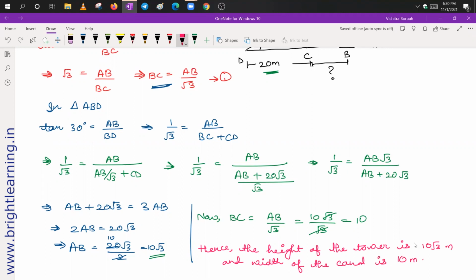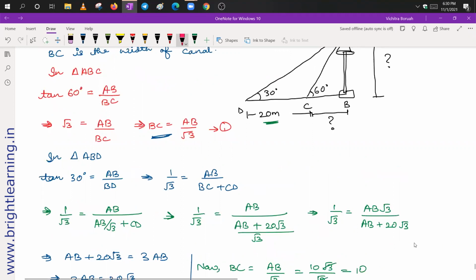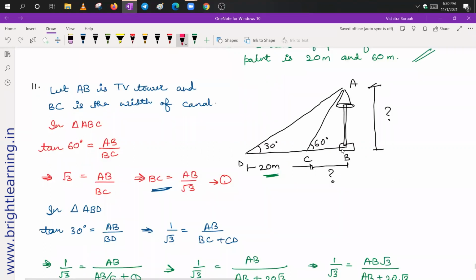Okay, so we were given that suppose this is the canal, BC is the canal. From this point, the angle of elevation to this tower is given as 60 degrees. And there is one more point which is at a distance of 20 meters from this point, and from this point, the angle of elevation is given as 30 degrees. So we have to find the height of the tower and the width of the canal.